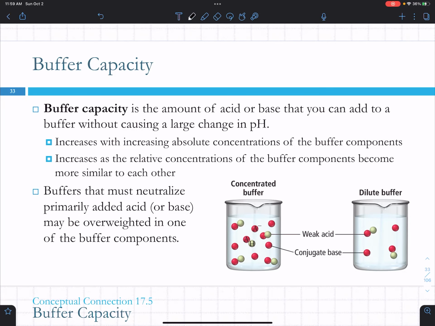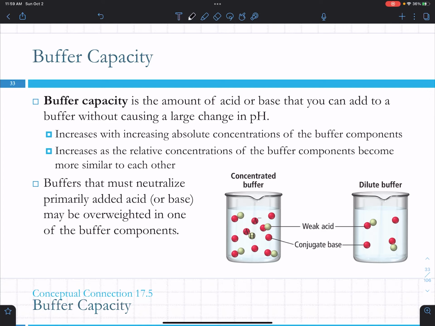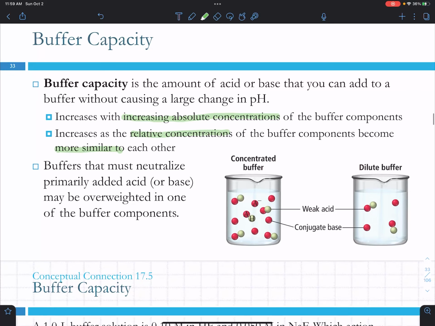So buffer capacity, kind of what we've been discussing now, is the amount of acid or base that you can add to a buffer without causing a large change in pH. We can increase that by increasing the absolute concentrations or by making the relative concentrations more similar to each other. And then if you know that you need to neutralize primarily acid or base, then you can overweight the buffer in one of the components, by either adding extra of the base or extra of the acid.